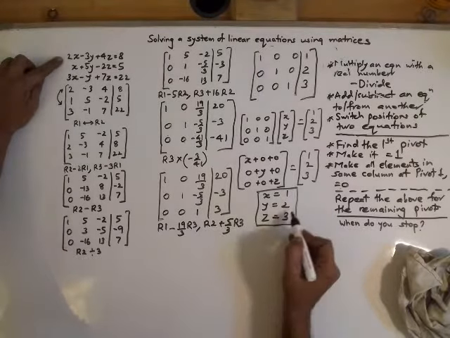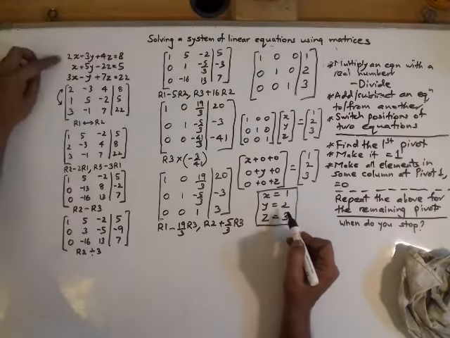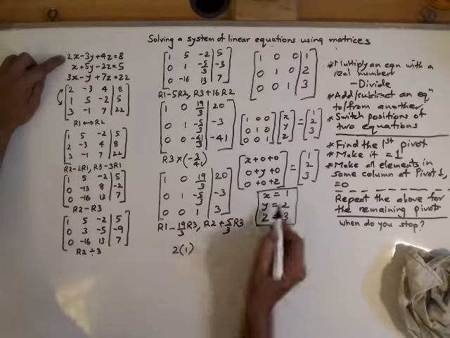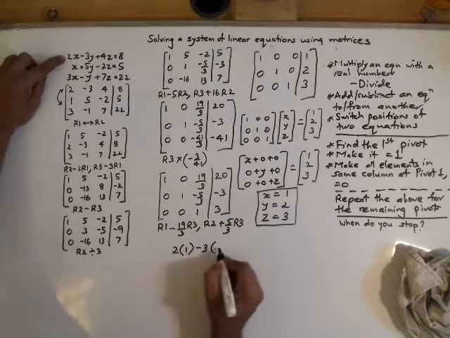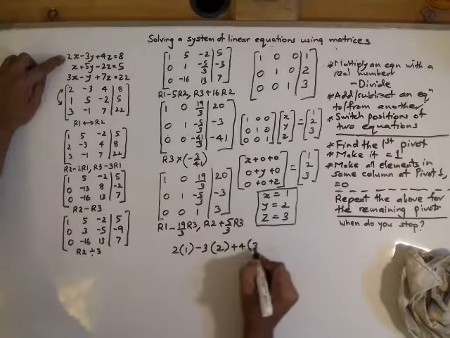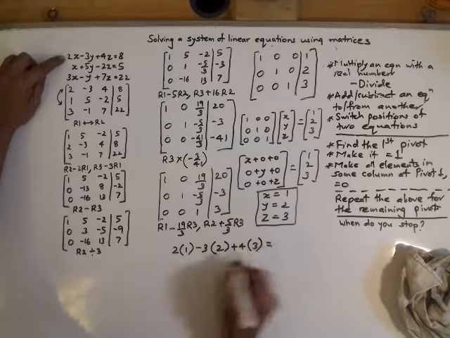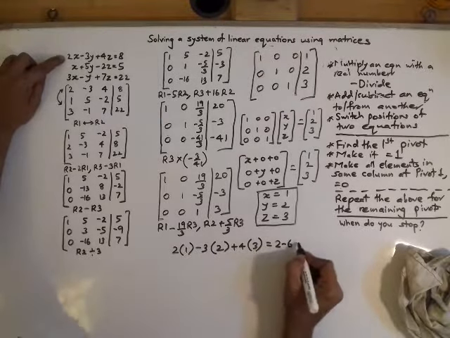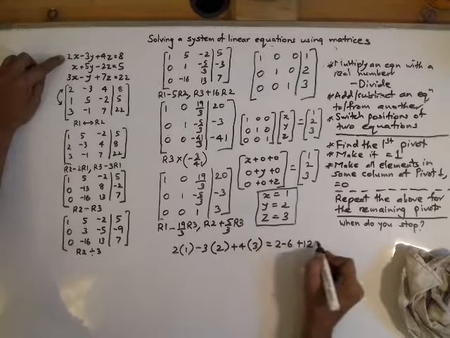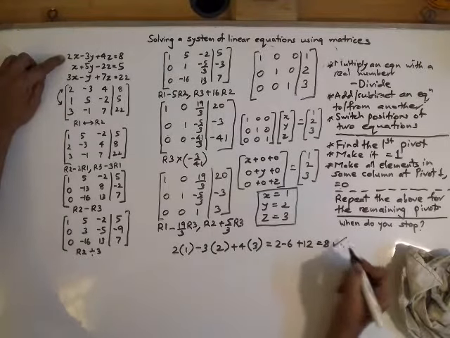Let's quickly substitute 1, 2, 3 in these equations and see if that's correct. Okay, so the first one, 2 into x, which is 1, minus 3 into y, which is 2, plus 4 into 3, which is z, that equals to 2 minus 6 plus 12, which is 8. So we are okay with the first one.